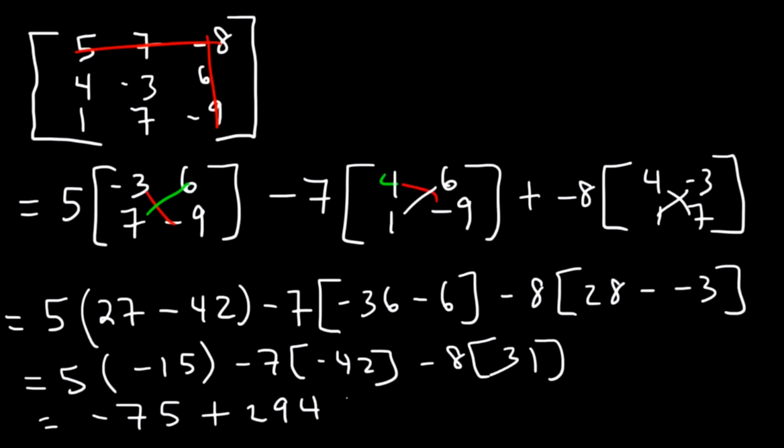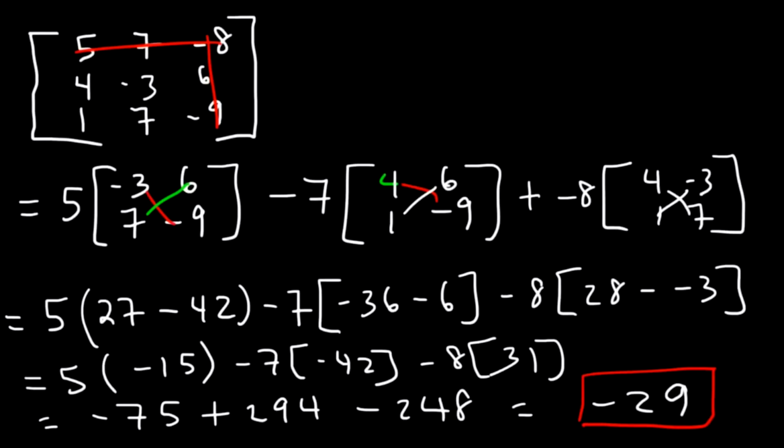And 8 times 31, that's negative 248. So if we combine these three numbers, this is going to give us negative 29 as our final answer. So that's the determinant of the 3 by 3 matrix.